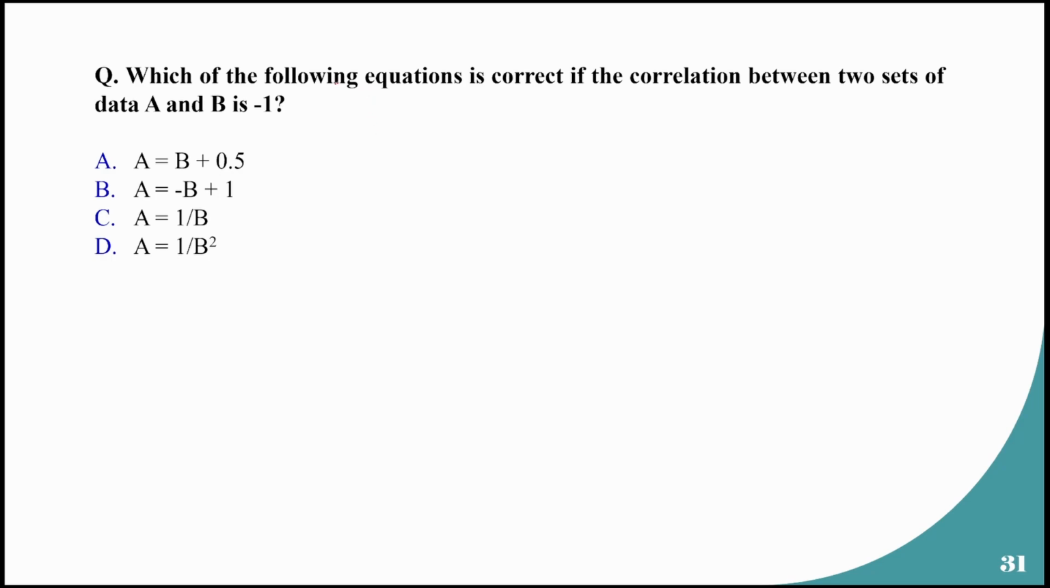Now, the question is asking which of the following equations will be correct if the correlation between two sets A and B is -1? This -1 value means they are negatively correlated. They are anti-correlated. So if you increase the value of one variable, in this case A, let's say, the value of the other one will decrease, and it is vice versa. That will be an anti-correlation or negative correlation. So which of these can give you the equation for that particularly?